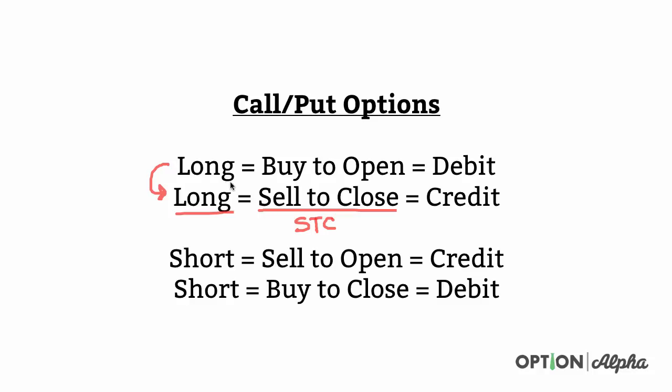So we already have a long option. We want to go back in and exit the trade. We want to use a sell to close order. And when we do sell that option back to the market, we're going to collect a credit for doing so. We just hope we collect more than the debit.